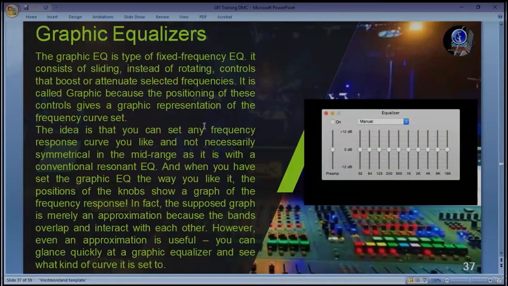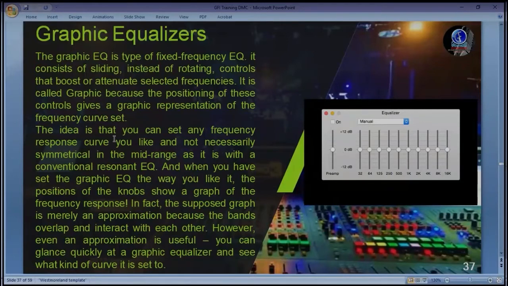The one I told you about for frequency is the rotary one, the one on our analog mixing console. Controls that boost or attenuate a selected frequency, just as I've made an example here, where I mentioned selected frequencies like 16K and 8K to boost. It is called graphic because the position of these controls gives a graphic representation of the frequency curve set.